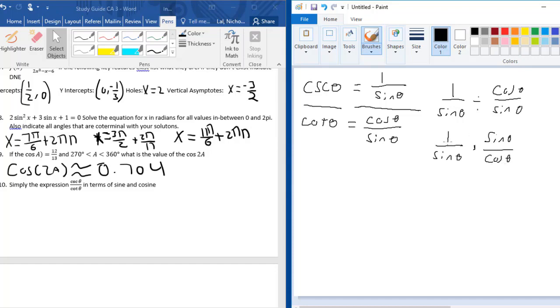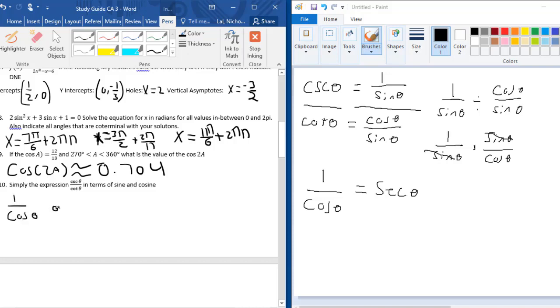Now, I can see that the sine of theta cancels out. So now, in terms of sine of theta and cosine of theta, I have 1 over the cosine of theta, but that's also equal to the reciprocal function secant of theta. So as far as an answer here, the answer would just be 1 over the cosine of theta or the secant of theta.